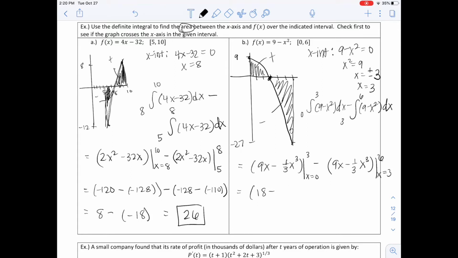9 times 3 minus 1/3 times 3 cubed, minus, substituting in 0, it's just 0, minus, and then substituting in our upper bound here, which is 6. 9 times 6 minus 1/3 times 6 to the 3rd power, we get negative 18. Minus, and then substituting in 3, we get 18. Working this out, we end up with 18 minus negative 36, which works out to being 54.